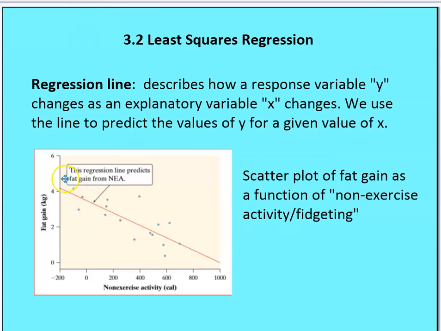All right, so this is a regression line. The regression line is a line that describes how a response variable y changes as an explanatory variable x changes. So we use this line to predict the values of y for a given value of x. And this line here is a look at a regression line that relates fat gain to a change in non-exercise activity by individuals.